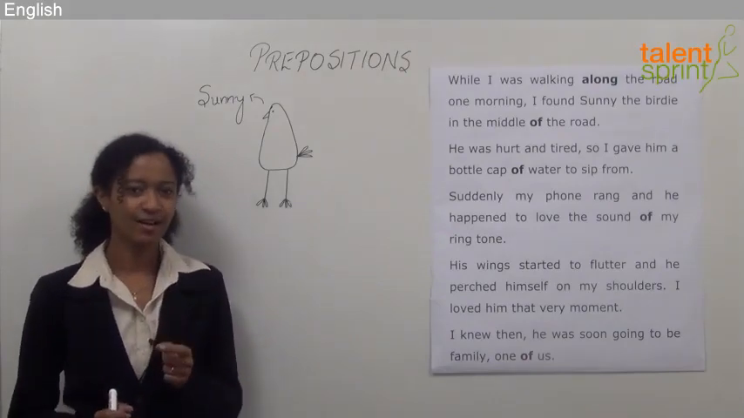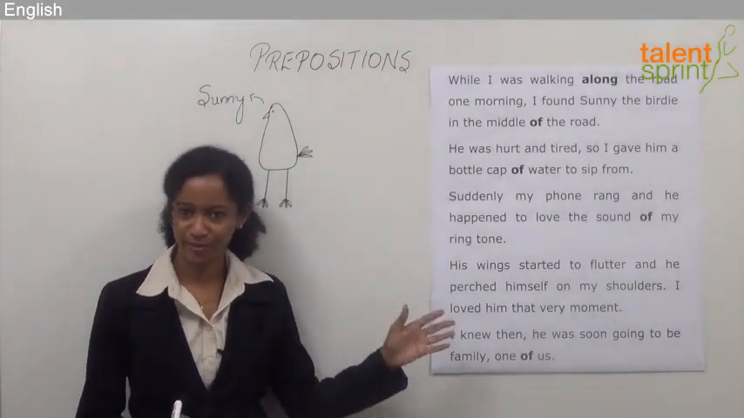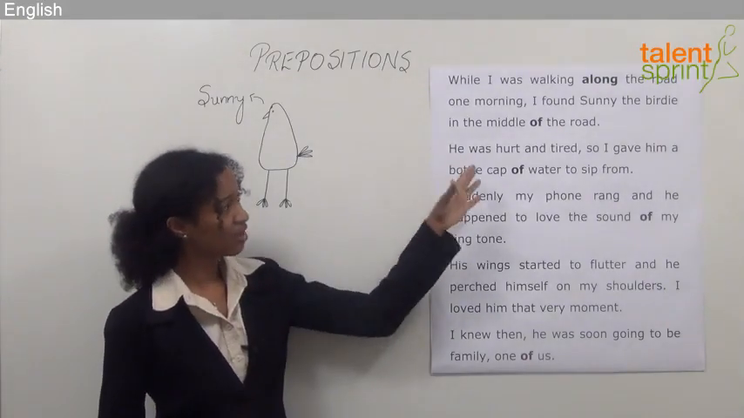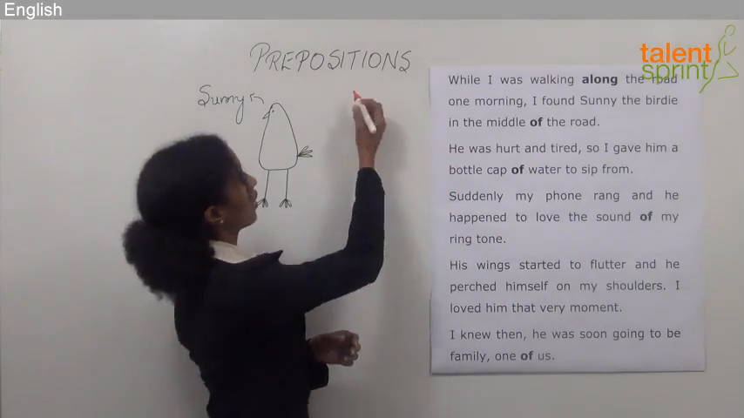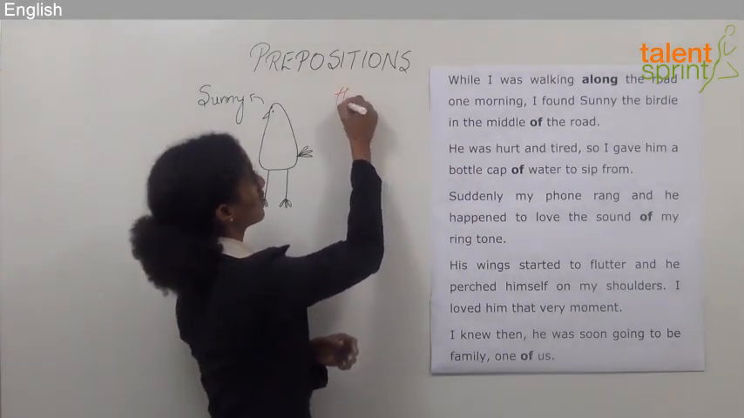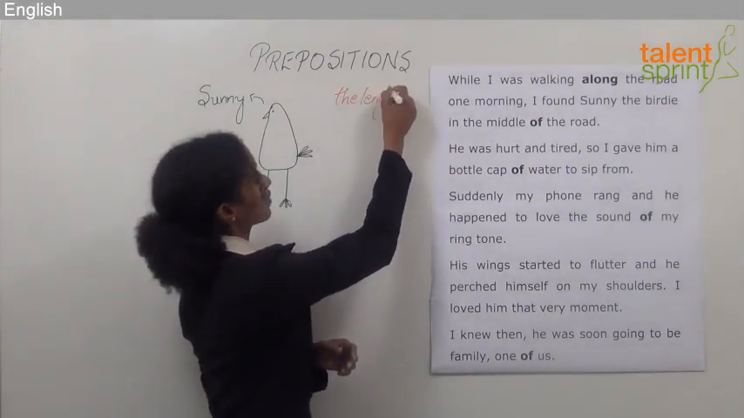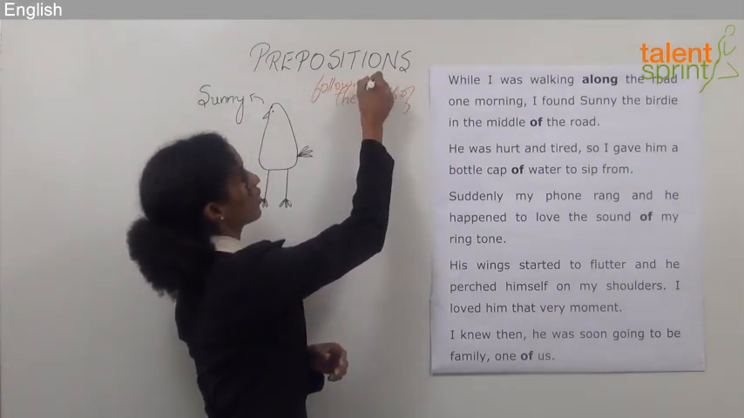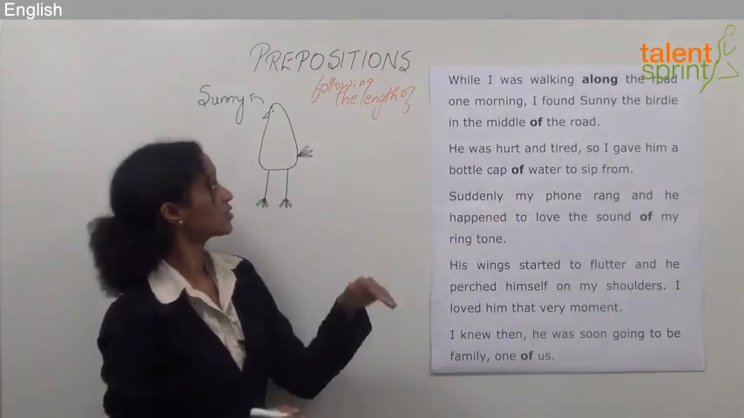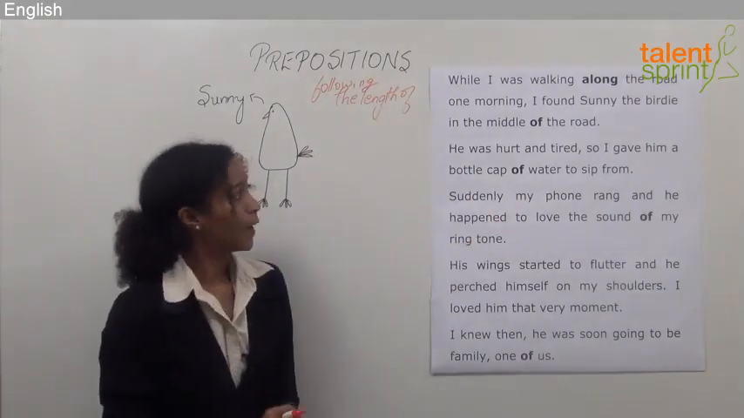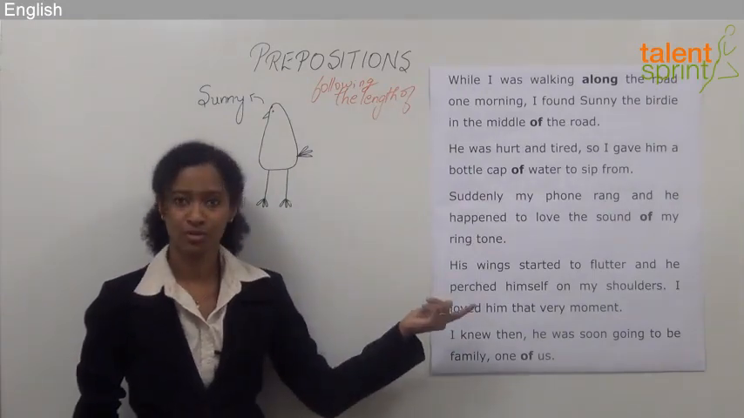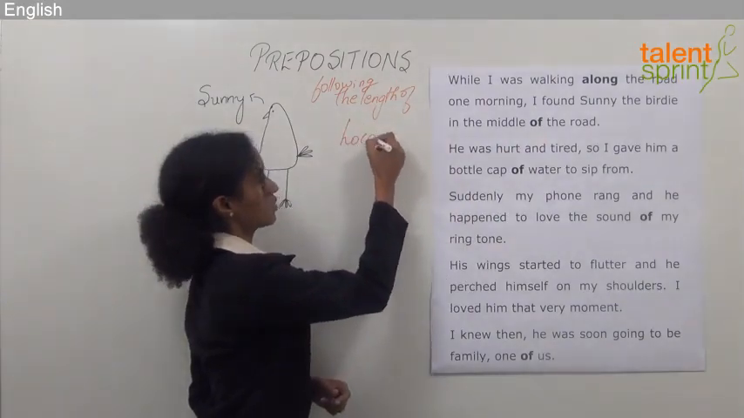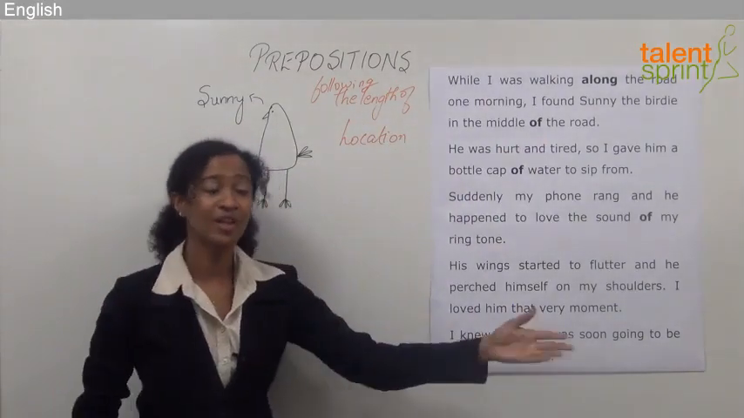Now let's understand the application of certain prepositions from these sentences. When I was walking along, so here along denotes following the length of the road, along the road. Okay. I found Sunny the birdie in the middle of the road. Now, there of denotes location. Where did I find him? In the middle of the road.